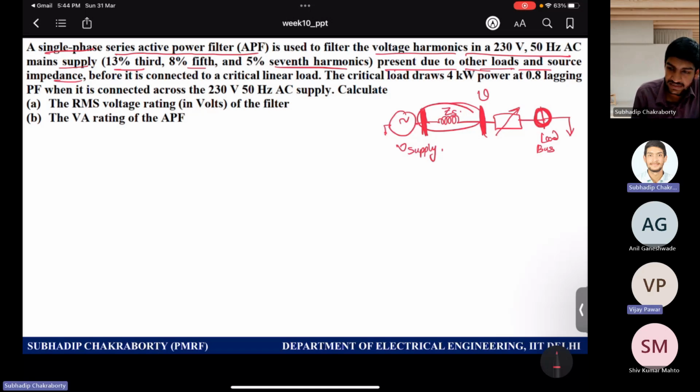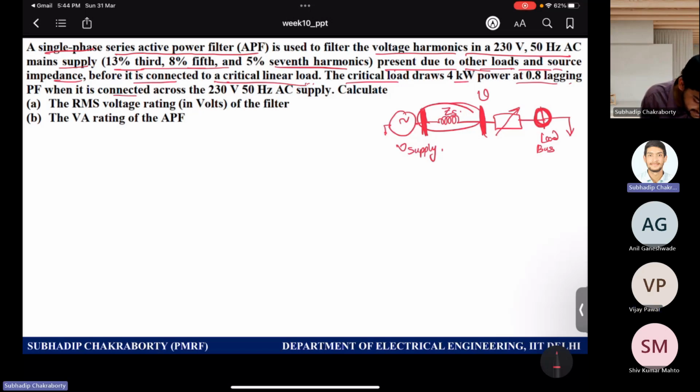This situation is before the connection of the filter. So before it is connected to a critical load. The critical load draws 4 kilowatt power. It is given at 0.8 lagging power factor. Okay. So voltage harmonic components are already provided to you.